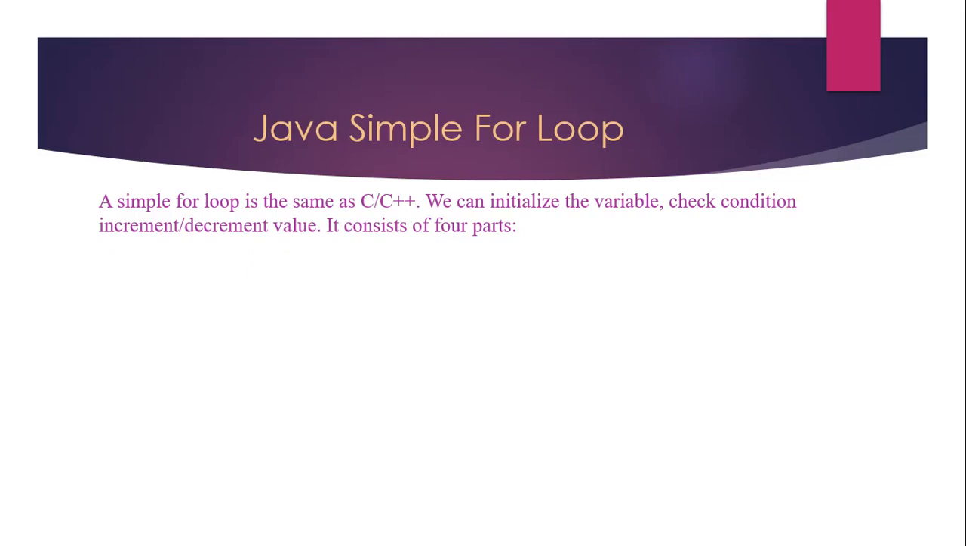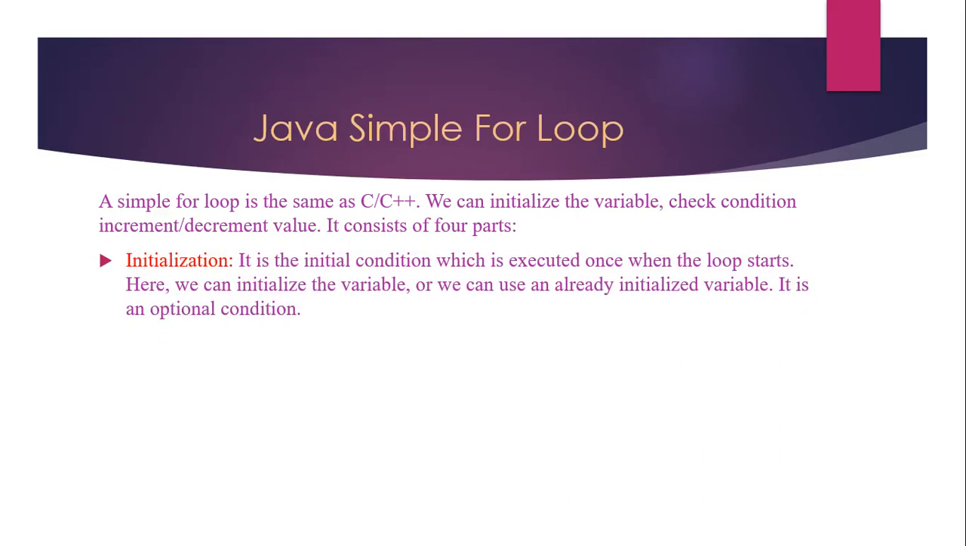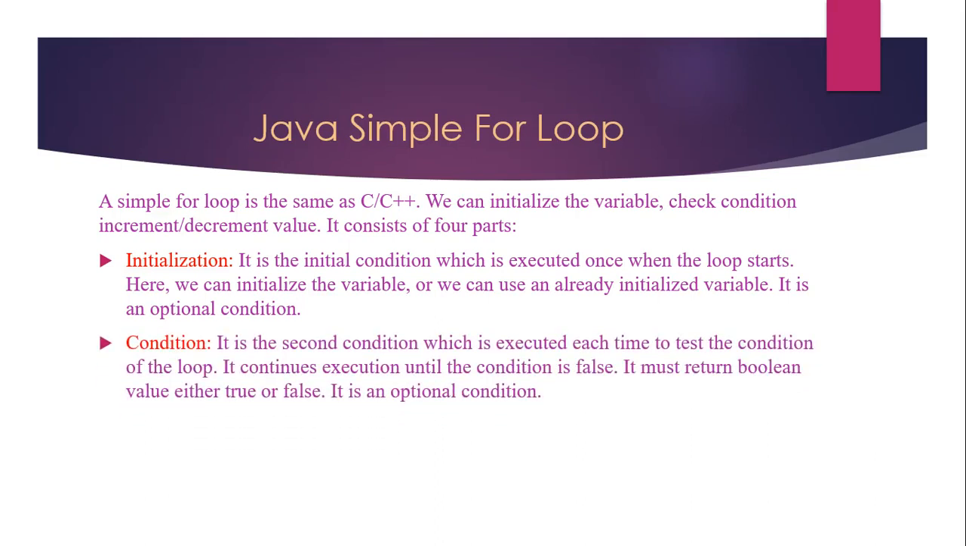A simple for loop is the same as in C or C++. We can initialize the variable, check the condition, and increment or decrement the value. So basically it consists of four parts. First one is initialization, in which we can initialize the value, and it is executed once when the loop starts. It is an optional condition. Second is the condition, which is executed each time to test the condition of the loop. It means that when the condition returns a true value, then only the loop will continue, and it stops when the condition is false.